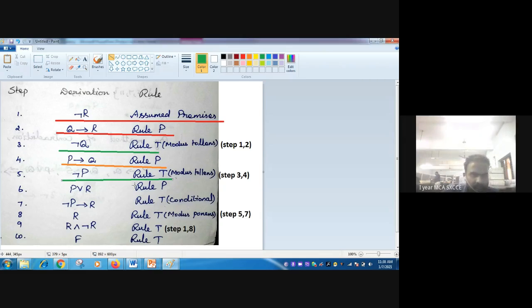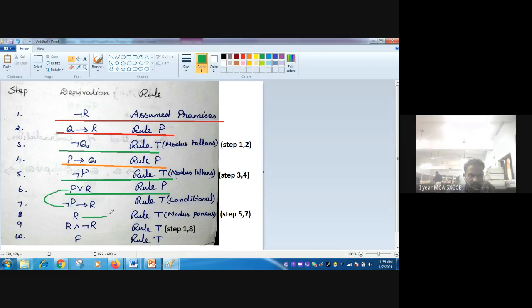After that, pick up Q implies R, which is nothing but the given premise. Therefore, rule T. Then rule T, conditional. By applying the conditional distinction for step 6, we are able to get step 7, right? Then R. From where is this R obtained? Combine steps 5 and 7 with the help of modus tollens, and we are able to get R.